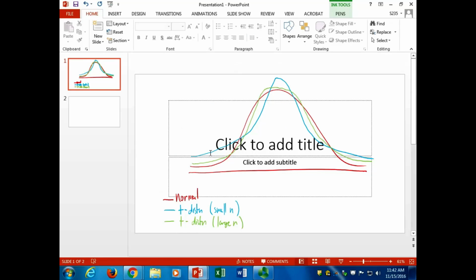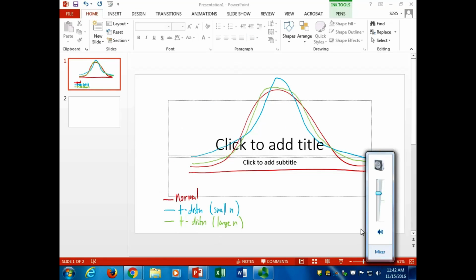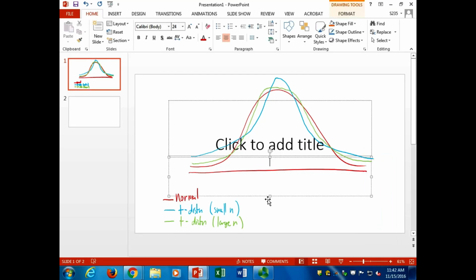Oh, that's loud. All right, I like those colors.